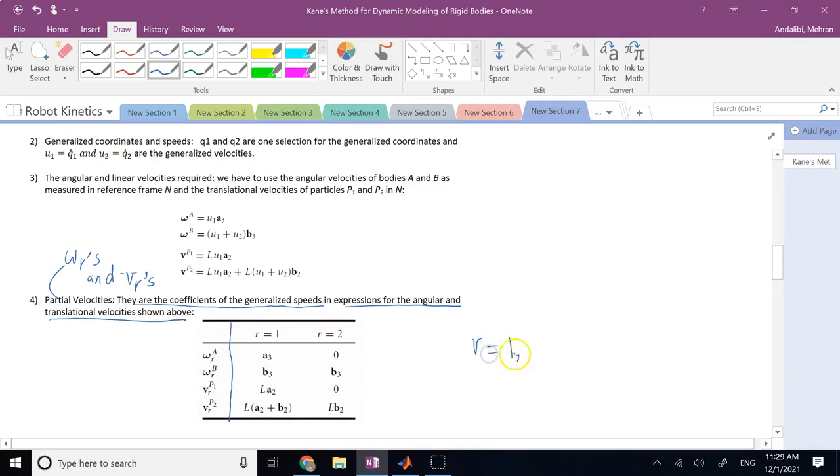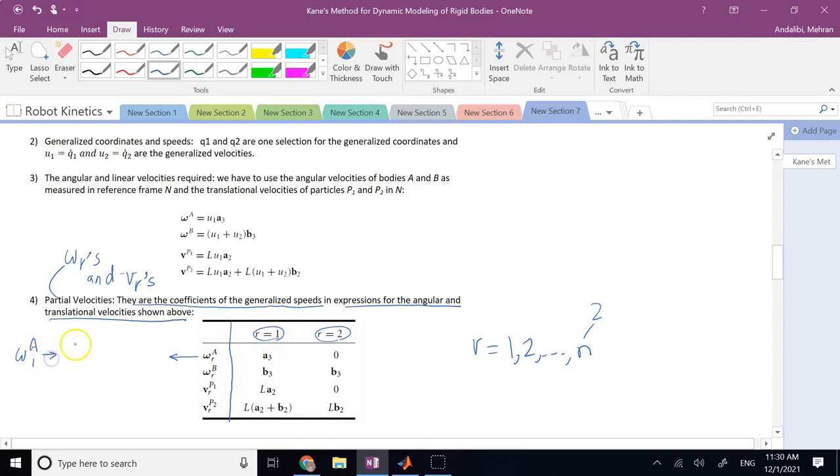R always goes from 1 to N. N is the degrees of freedom, and here N is 2, so R only can be 1 or 2. So these VRs or omega R's that you have, they either belong to R of 1, the first degree of freedom, or R of 2, the second degree of freedom. Okay, so now what do you do? For omega RA, when R is 1, what does it mean? What's the meaning of this? So when I say omega A number 1, what does it mean?